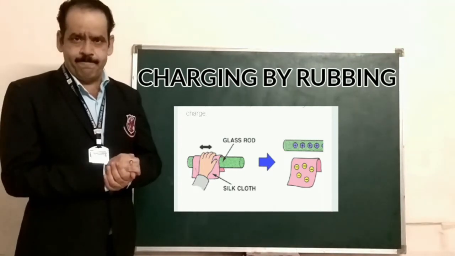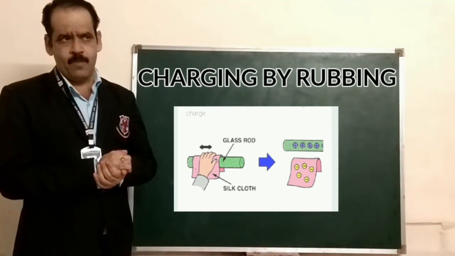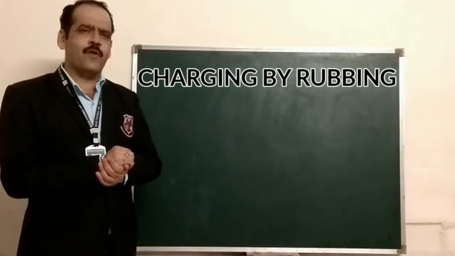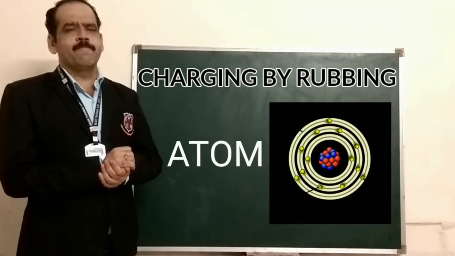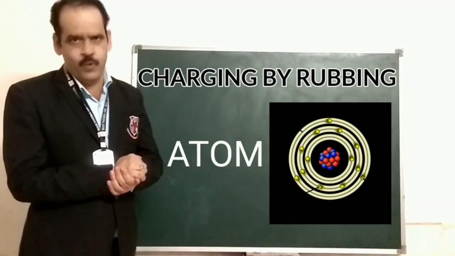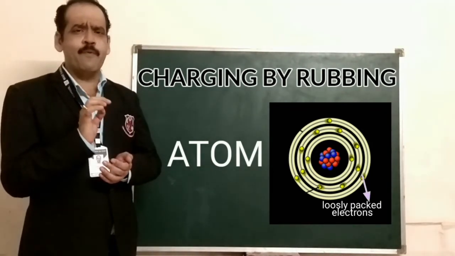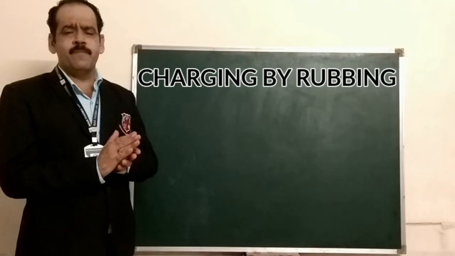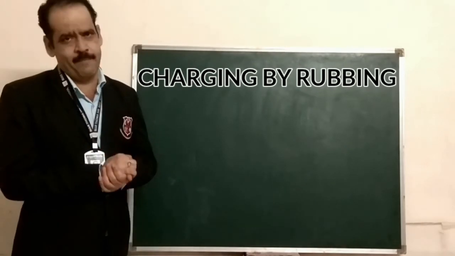Now, this process of charging happens only for a few specific pairs of materials. Do you know why? Because in this process, a very limited number of electrons are transferred. Only those electrons get transferred which are less tightly bound with the nucleus. That's why for charging by rubbing, we need a supporting type of electron configuration, and materials that have that type of supporting electronic configuration can be charged by rubbing.